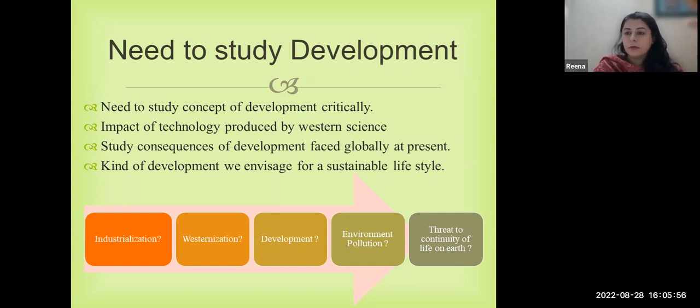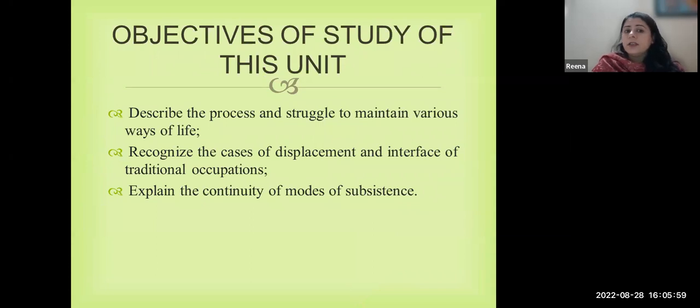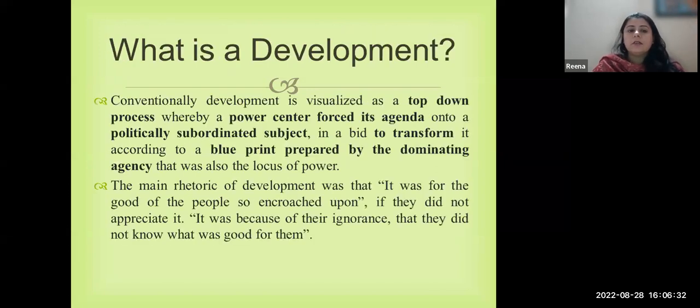All these topics will be discussed today, and the objectives are basically that we need to describe the process and struggle to maintain various ways of life, how development can take place, and still we can ensure processes and strategies which can control the development in a manner that keeps our environment at least at risk. Then how to recognize the cases of displacement and interface of traditional occupations, and explain the continuity of modes of subsistence. These will be the broad topics for study in this unit.